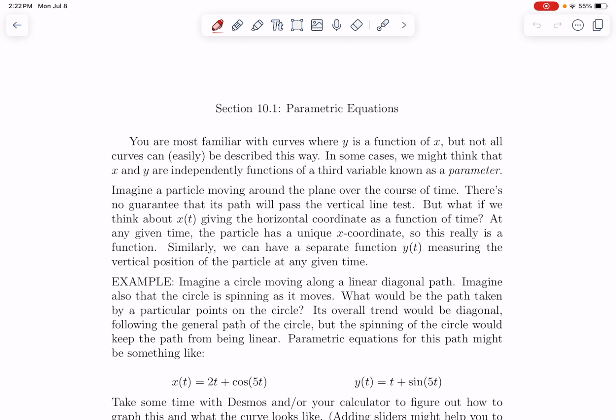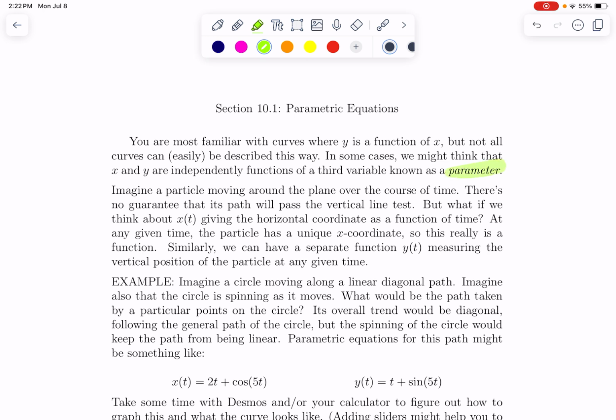So here's the idea. We are very used to presenting curves in terms of x and y. Usually y is a function of x. Sometimes we simply have an equation with y and x related to each other, as we saw in implicit differentiation. But there are other ways to think about a curve that are sometimes more natural, and that's to think of x and y in terms of a third variable called a parameter.